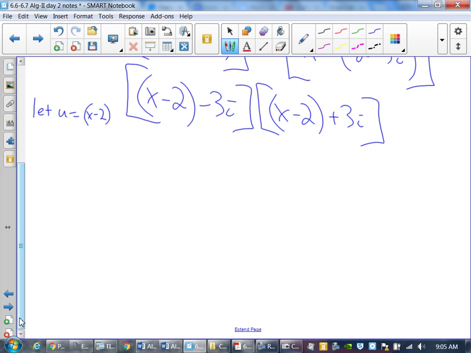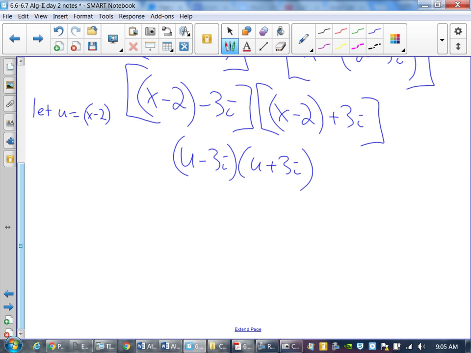So if I do that, I'm basically doing this. U minus 3i, U plus 3i. That's a difference of squares with a lot less junk around it. That's all I'm doing. I'm just making it look cleaner. It's a great trick. It's called U substitution. Let U equal something. You don't have to use U, but that's what they call it.